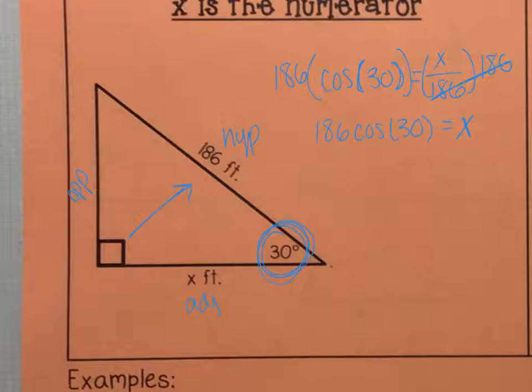Okay, so then you do 186, and then what operation is happening to those two things? Are we adding, subtracting, multiplying, or dividing? Multiplying. So you're going to hit multiply. Now we're using regular cosine, just regular cosine 30, and hit enter. What do you get? 161 point 08, which is a 1.